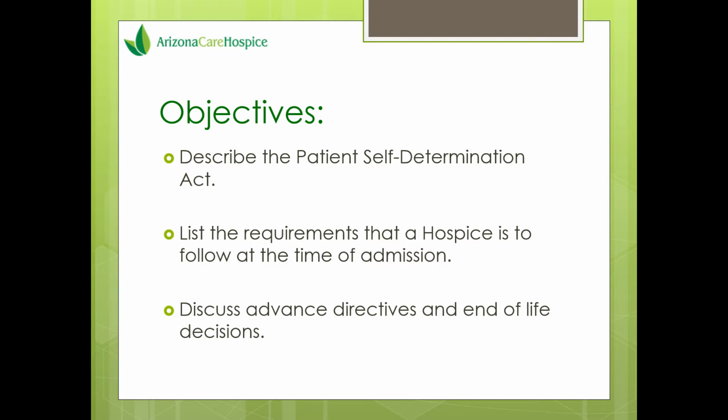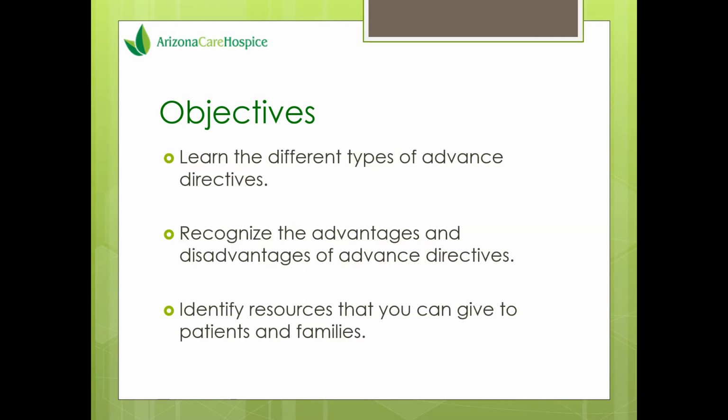And then we'll discuss advanced directives and how end-of-life decisions are made. There are different types of advanced directives. We're going to go through some of those. We'll talk about the advantages and disadvantages. And I know that you could probably think of a lot of advantages to having an advanced directive because you hear me talk about that all the time.